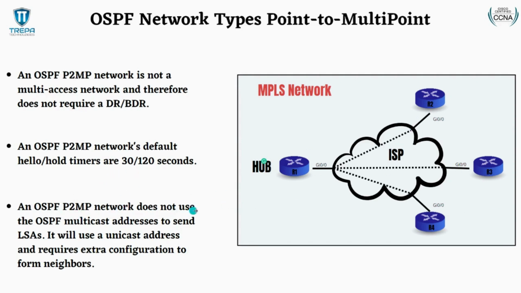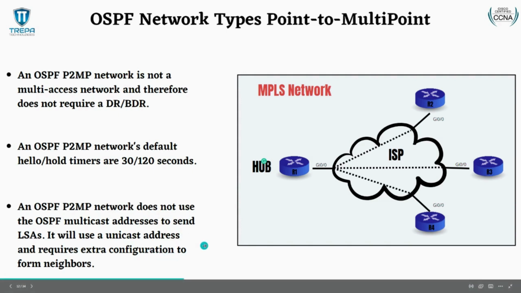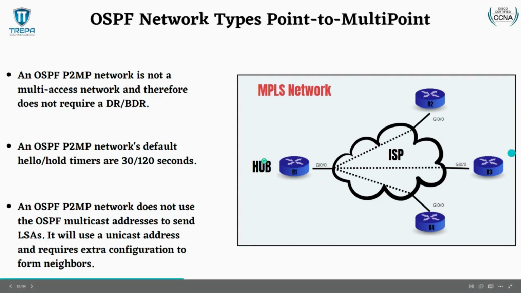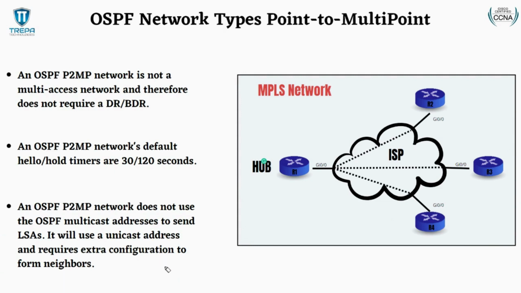So an OSPF point-to-multipoint network does not use the OSPF multicast addresses to send LSAs. It will use a unicast address and requires extra configuration to form neighbors. So essentially, what that means is it's going to have that neighbor command as well. So at the actual interface level, so like at gig 0/0, again, you're going to have sub interfaces for these MPLS connections, but at the actual interface level, you're going to type in that neighbor command again with the destination address. All right, awesome.